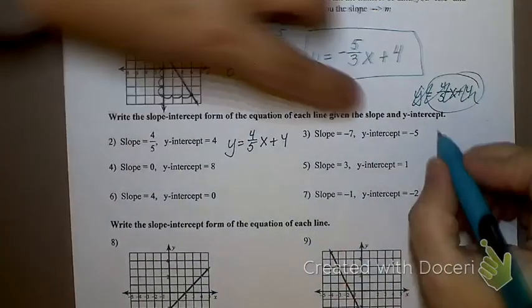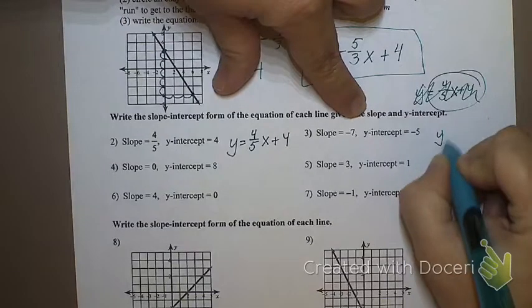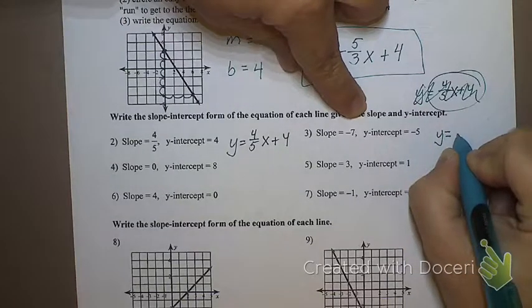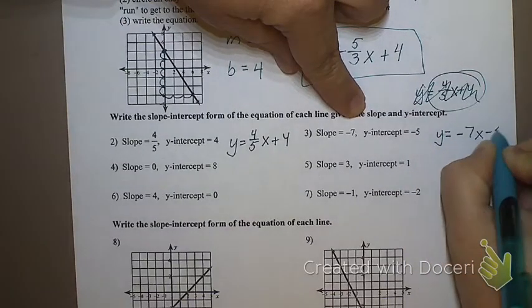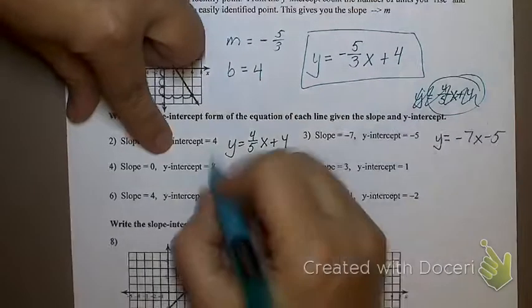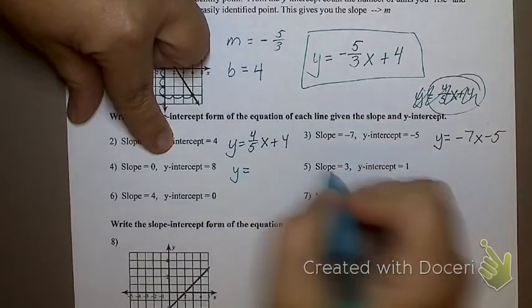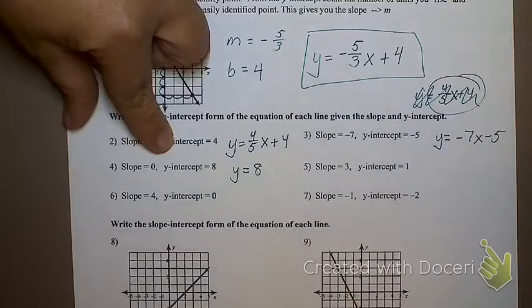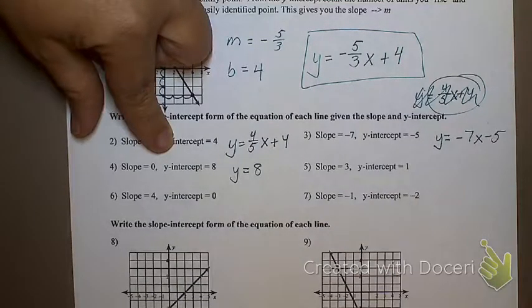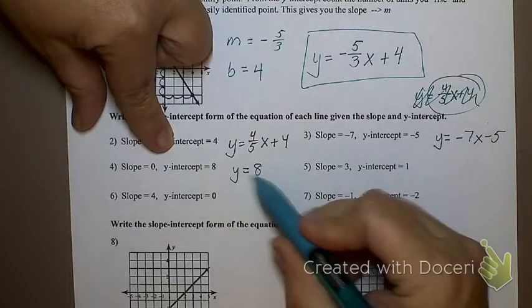All right, what's my equation in number 3? Y equals what? Negative 7x minus 5. What about here? Y equals 8. Why don't I write 0x? Because 0 times x is 0. It just disappears, right? So that's just y equals 8.